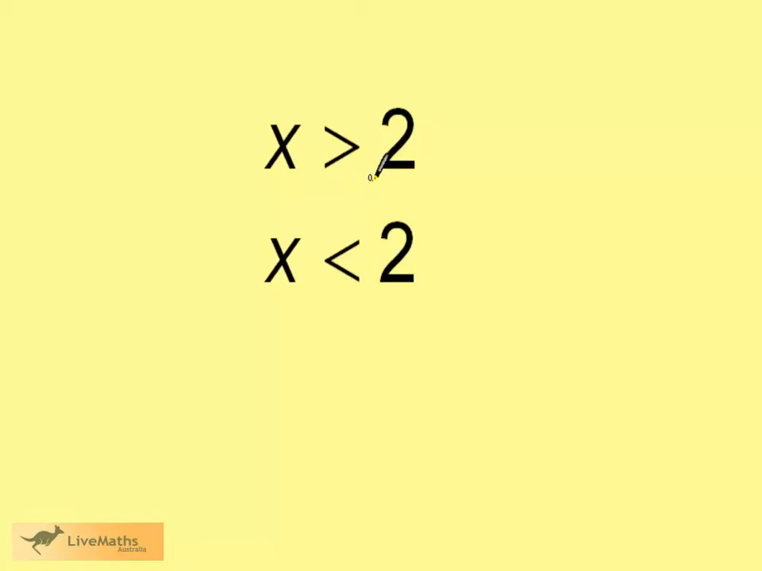This statement says that x is greater than 2. This one says that x is less than 2. How do we remember which symbol is which? One explanation you could use is to imagine that the symbol is a crocodile's mouth.